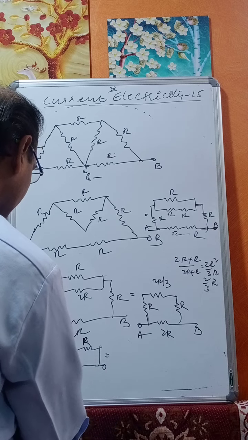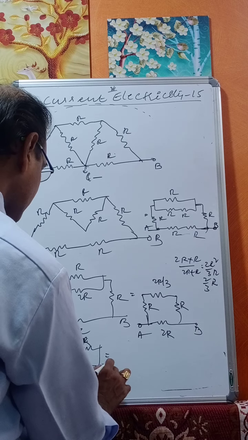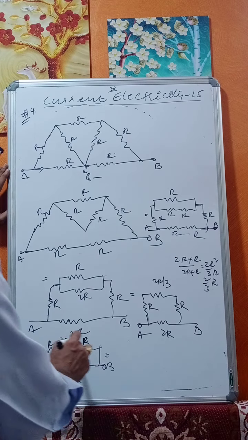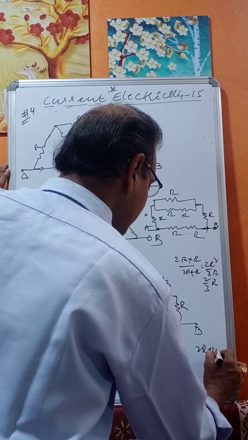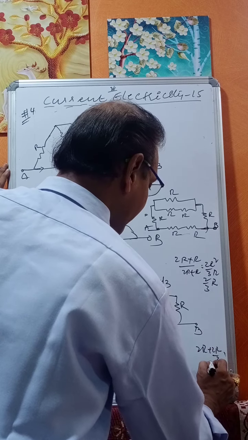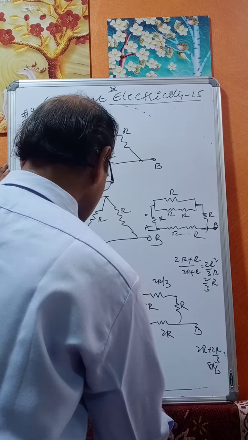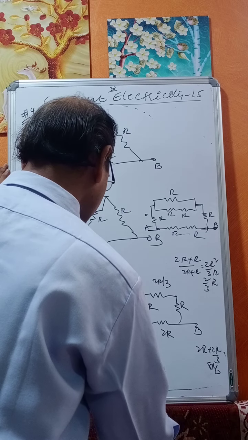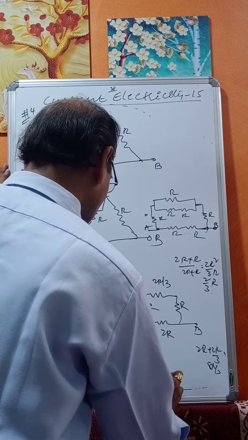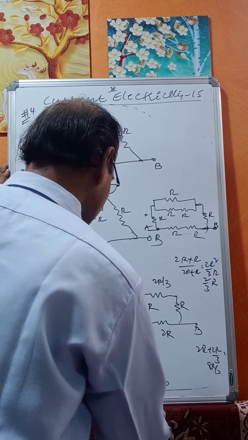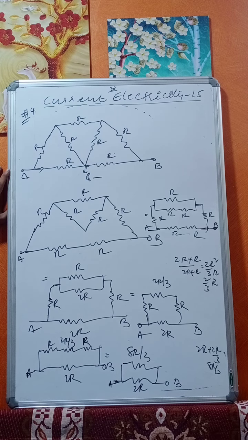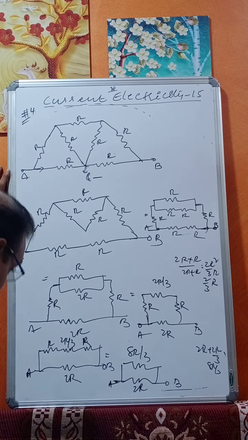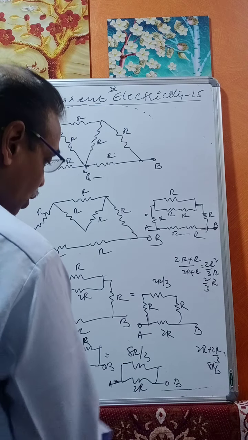This is A and this is B. R plus R is 2R, 2R plus 2R by 3 is 8R by 3. This equals 8R by 3 in parallel with 2R, between A and B.